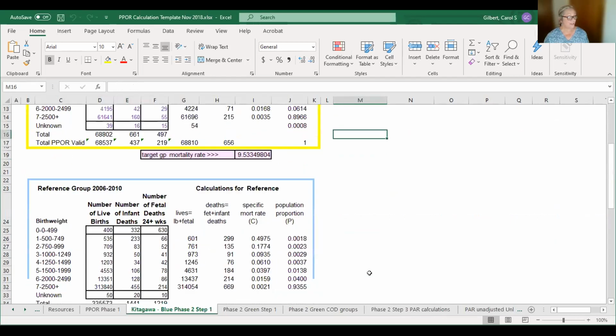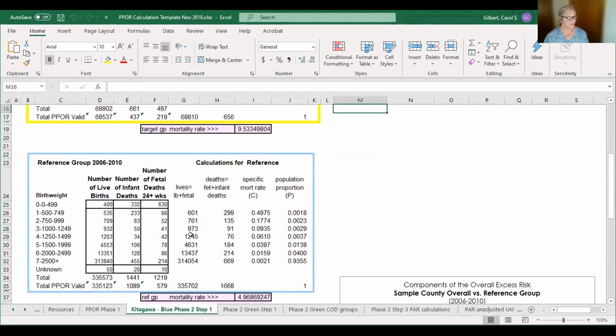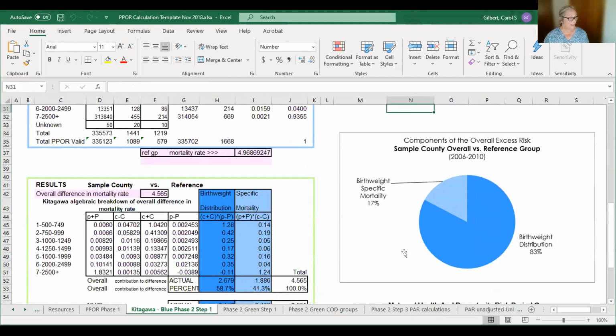You have to enter those same numbers down here for the reference group. I wouldn't use this reference group. I'm not even sure what it is. They're just numbers that are in there. The spreadsheet does the calculations and gives you a nice pie chart. And this is a typical pie chart for a community that has white people in it. The pie chart for communities that are only Black usually have much more of almost all of the thing or all of it being due to birth weight distribution.